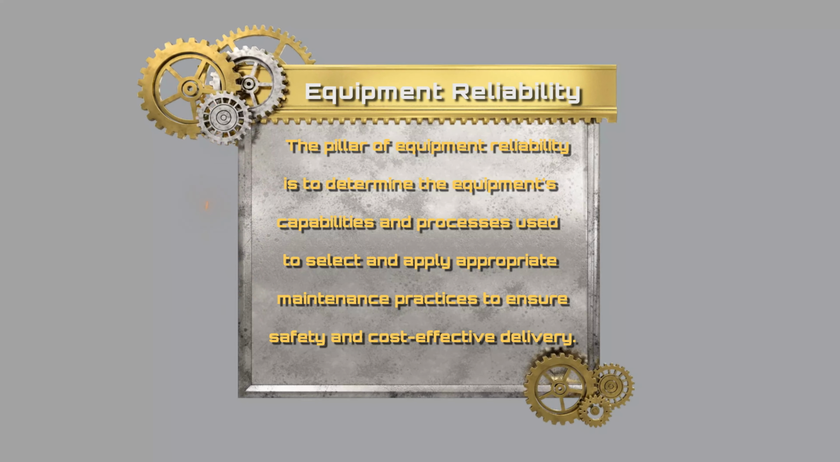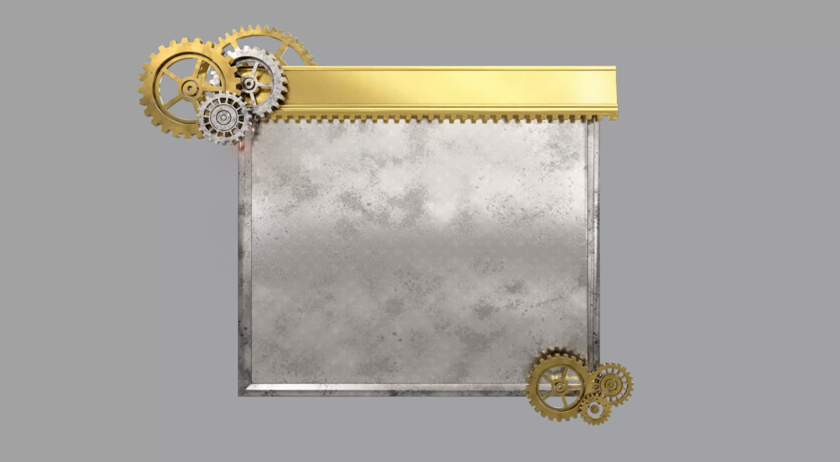Equipment reliability. The pillar of equipment reliability is to determine the equipment capabilities and processes used to select and apply appropriate maintenance practices to ensure safety and cost-effective delivery. Defining predictive and condition-based maintenance, application of PdM programs, best practices inspection, and preventive technology.